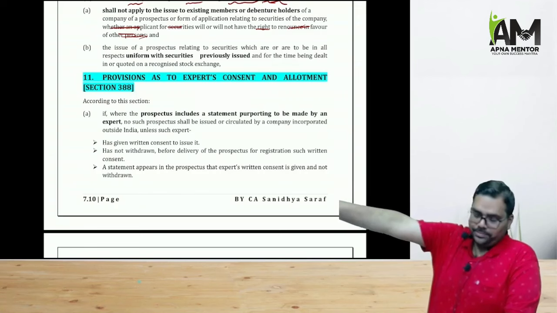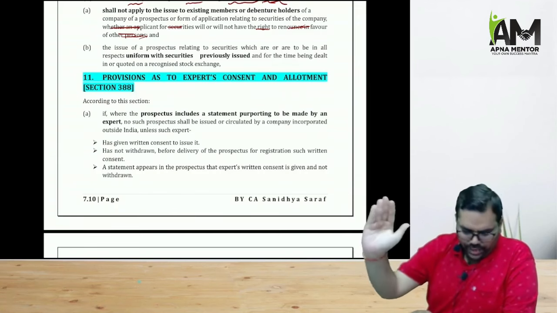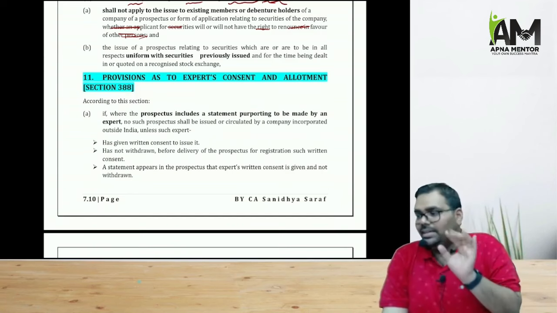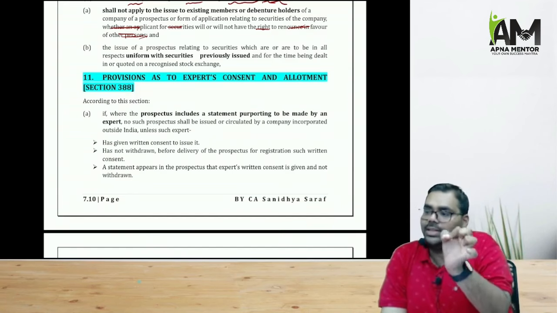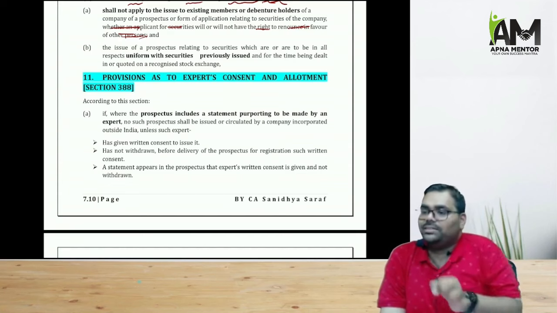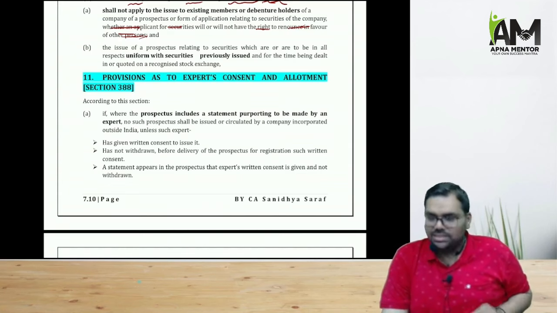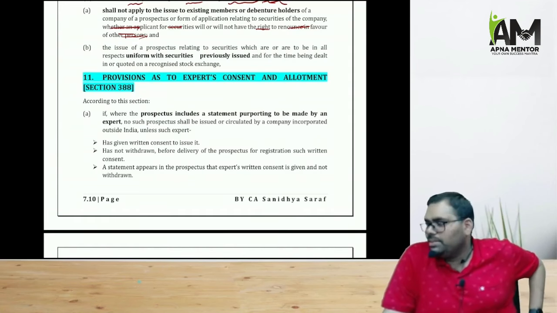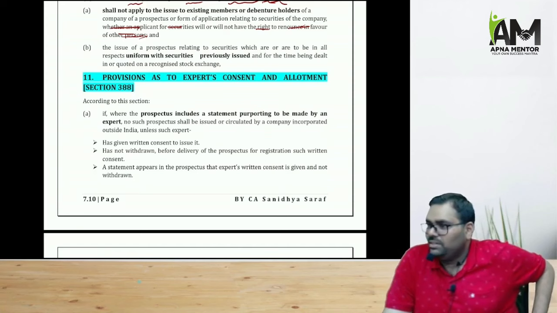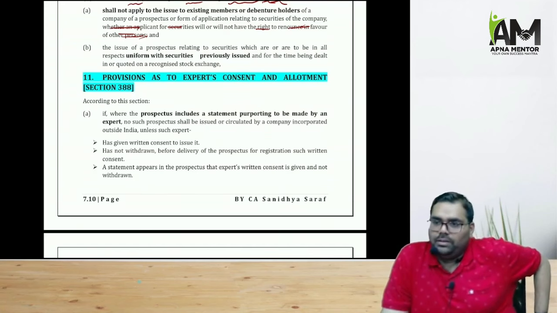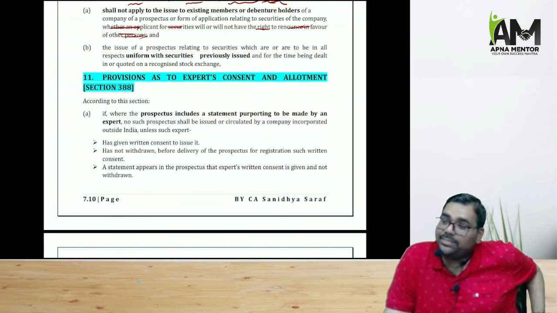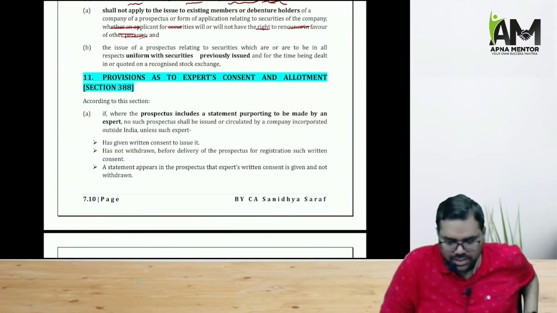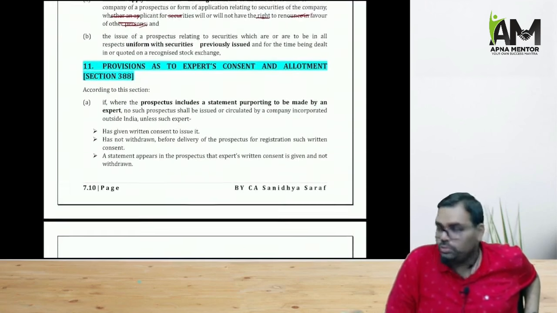But now tell me one thing. Logically you tell me. When will the statement of Rakesh Jhunjhunwala be included? Only when he has given his written consent. Let us say the company contacted Mr. Rakesh Jhunjhunwala, but he never gave his consent for his statement to be included. Then can the company still include the statement of Rakesh Jhunjhunwala? No. The company cannot still disclose the statement.